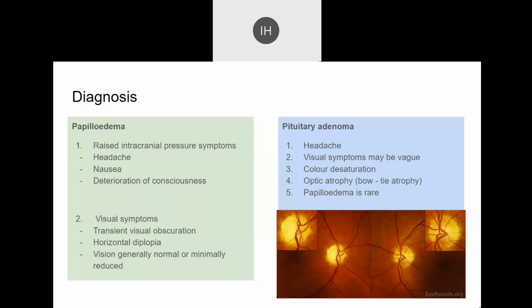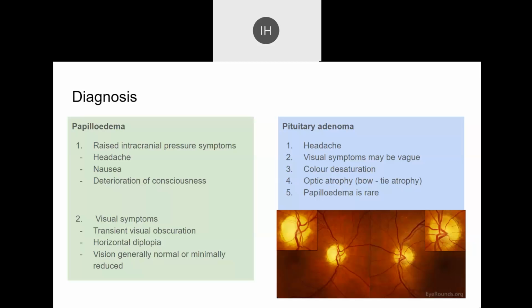For pituitary adenoma signs and symptoms, we can have headache. Visual symptoms may be vague. We have also color desaturation. So we can do a color desaturation test, where we ask the patient to compare the intensity of red color. And then we have optic atrophy, specifically bow tie atrophy. You can see the picture below I've inserted. This is an example of a bow tie atrophy picture that I found on Google.